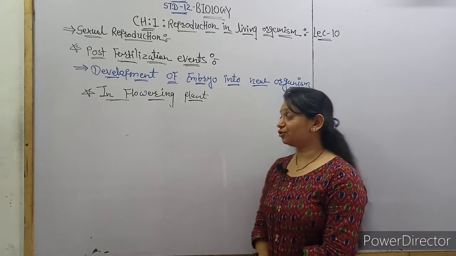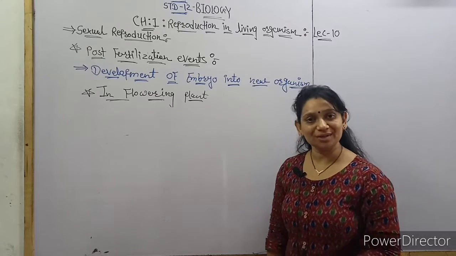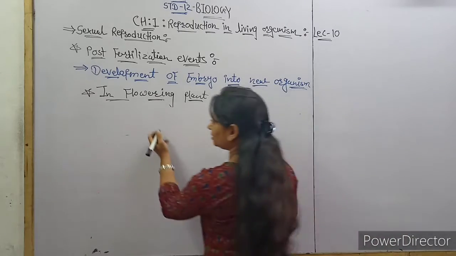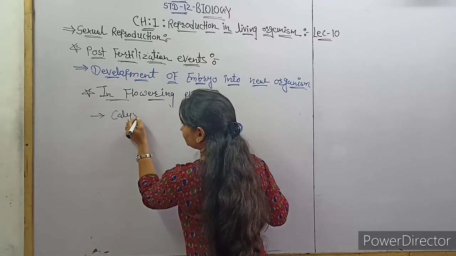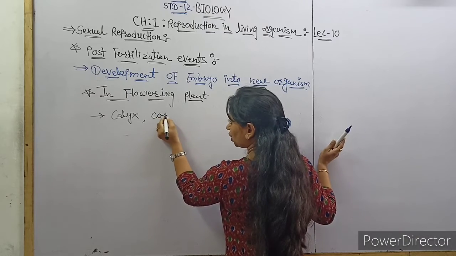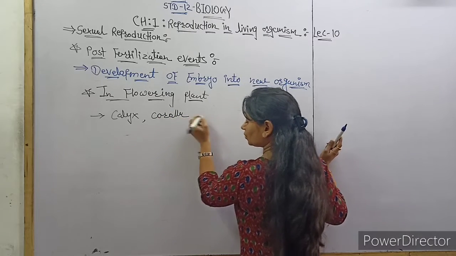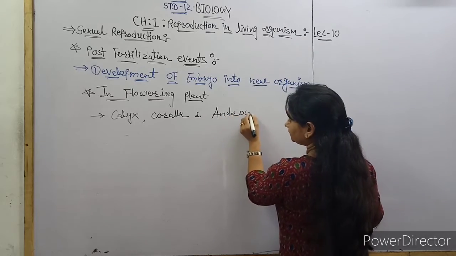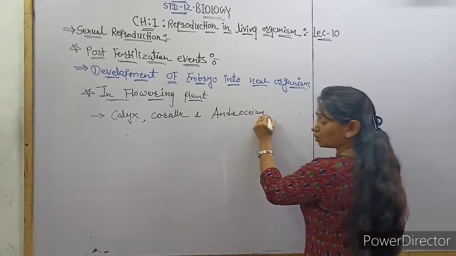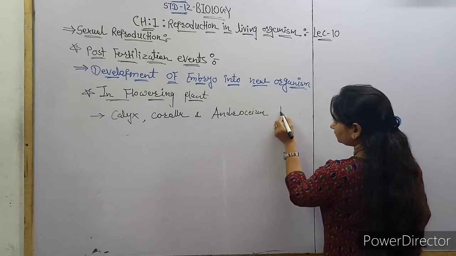Now beta, we will see in the form of theory which changes occur in a post fertilization event. So the first one is that the calyx, corolla and androecium degenerate from the flower.